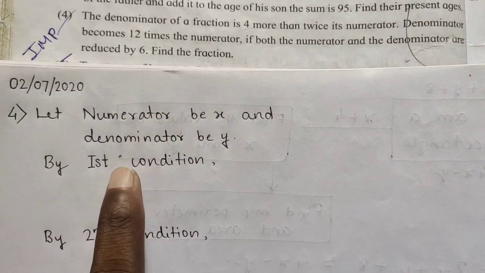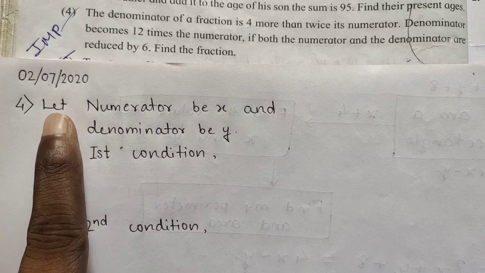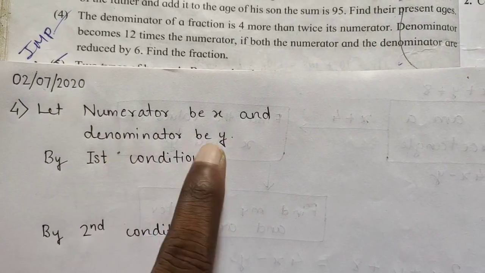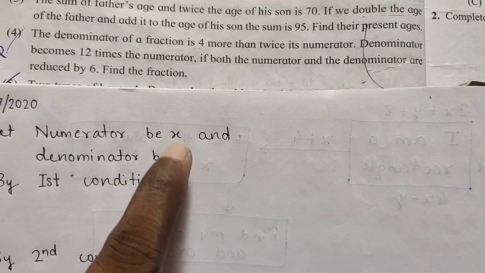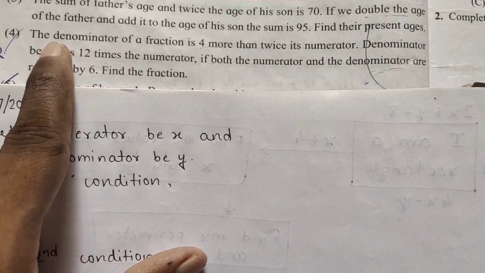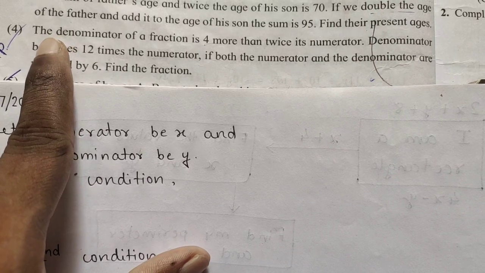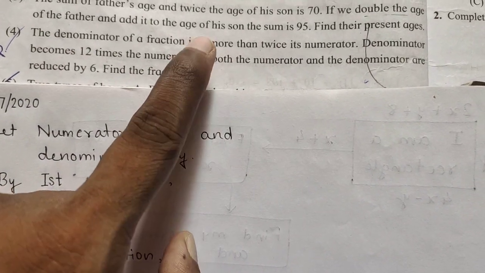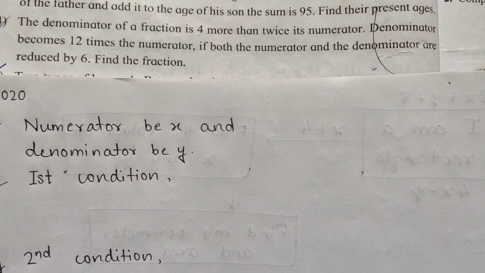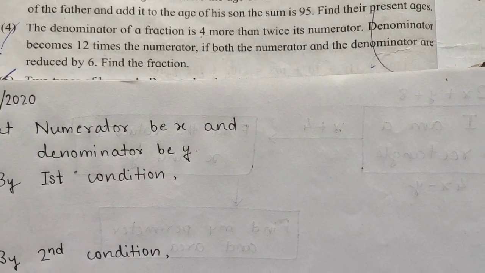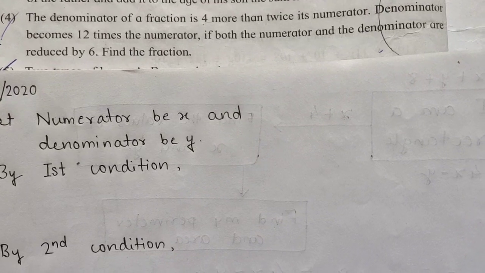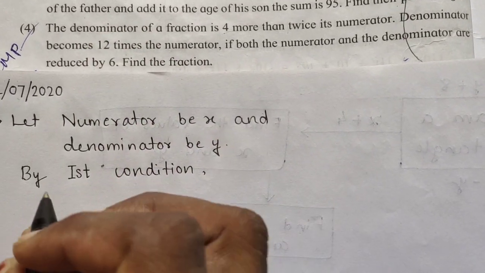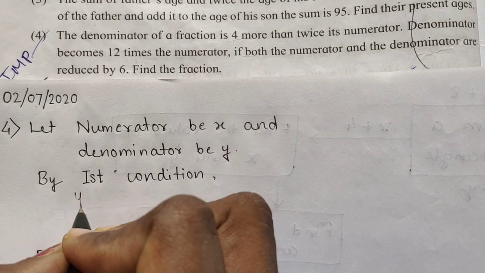Okay, so what I have written in the solution, let us consider numerator to be x and denominator to be y. Now see the first line of the question. This is related to the denominator. Denominator is 4 more than twice its numerator. So let us follow this line and make our first condition. Okay, so what is written there? First is what? The denominator. What is the denominator? Y. So we can write here y.